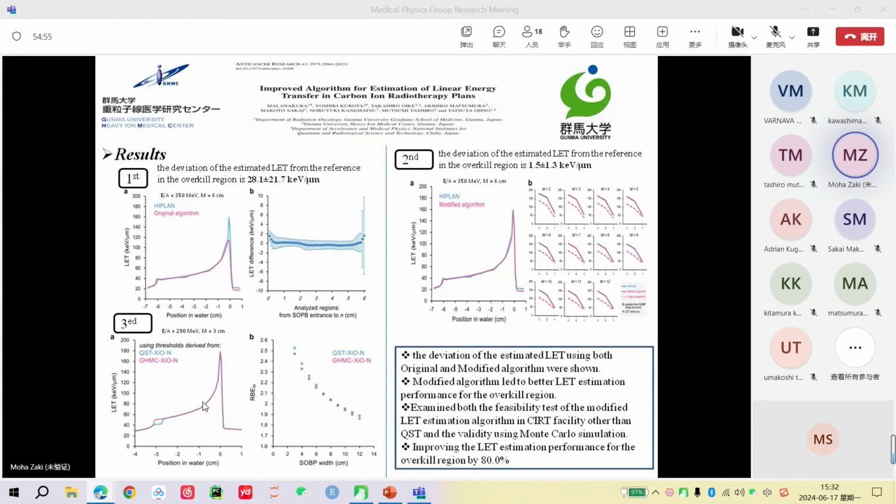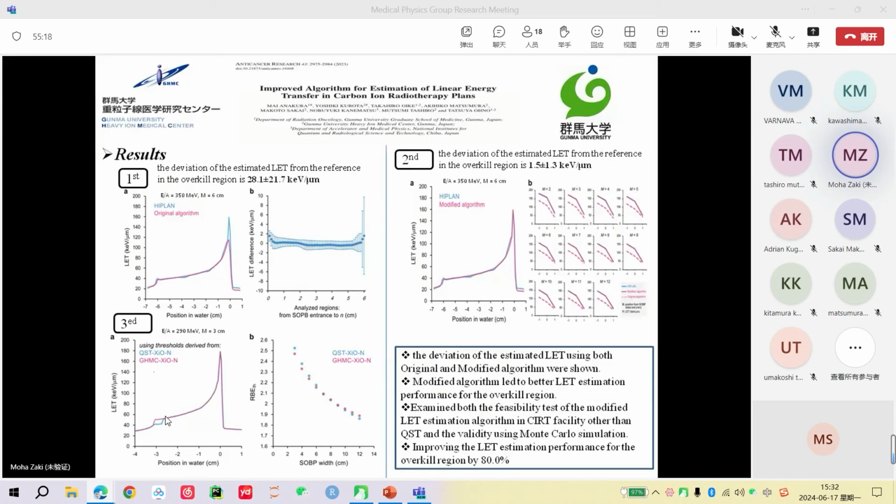Detailed inspection revealed that the RBE threshold values registered in the XUN system are highly different between QST and Gunma Heavy Ion Medical Center. And that might be the reason which caused this slope.